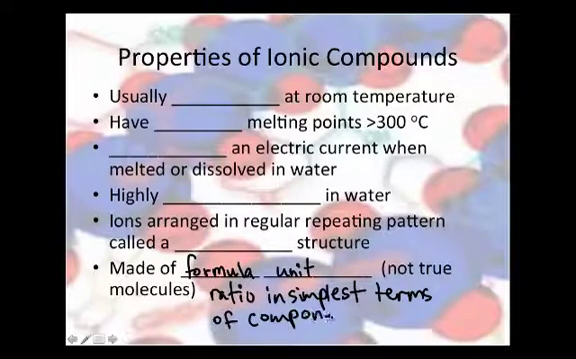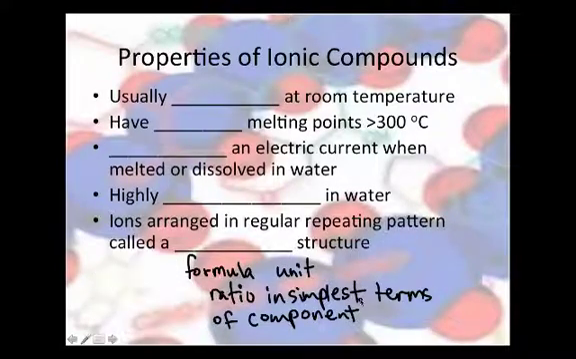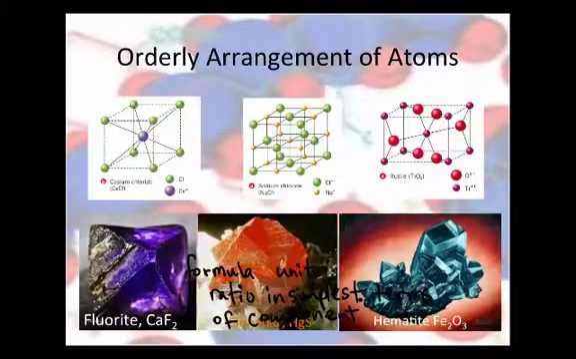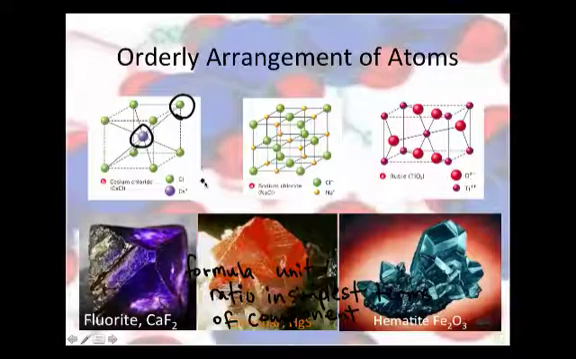Let's go back and look at the crystal structure of these ionic compounds. If you'll notice in these crystal structures, there's not simply one calcium ion and one fluoride ion. There's many different ions in this arrangement. Oh, I don't even have calcium and fluorine. This one is cesium chloride.